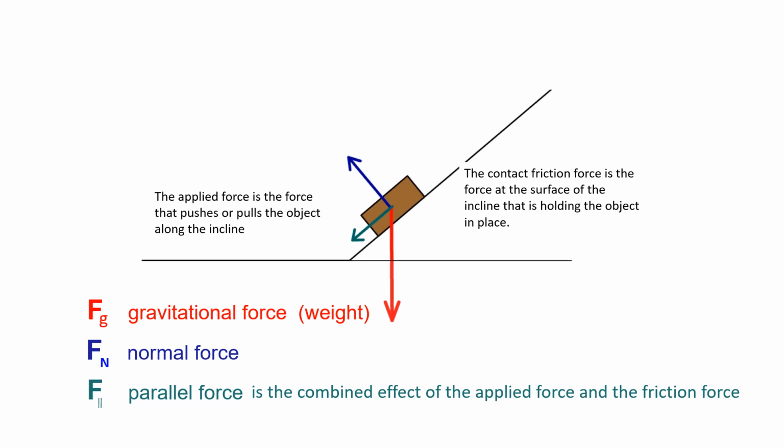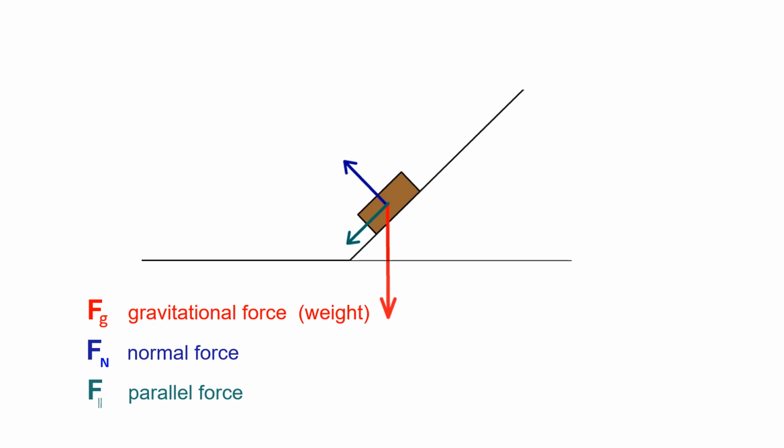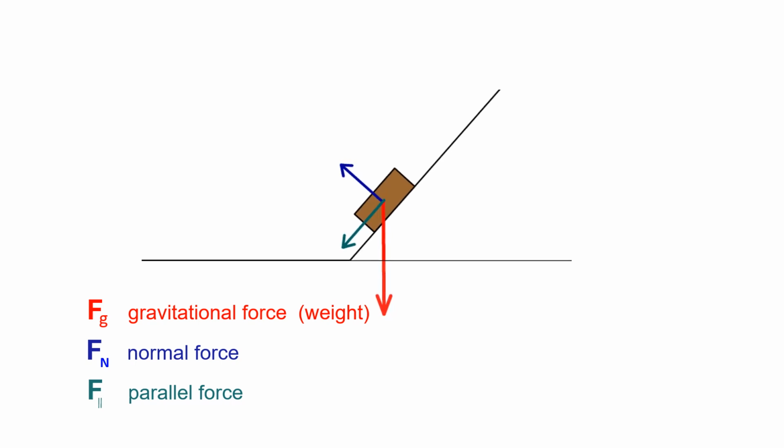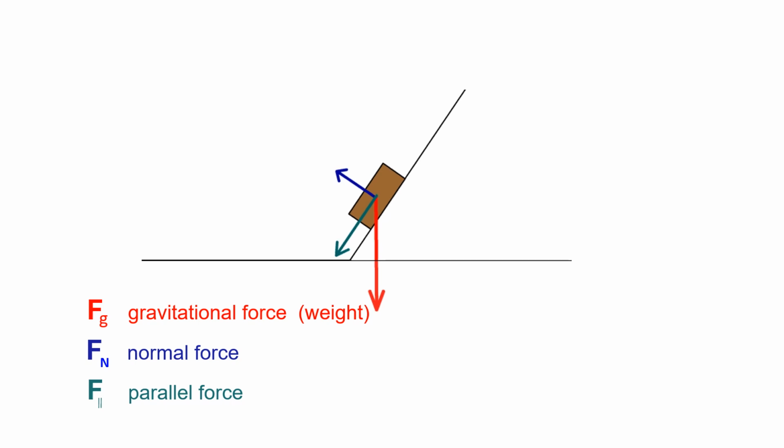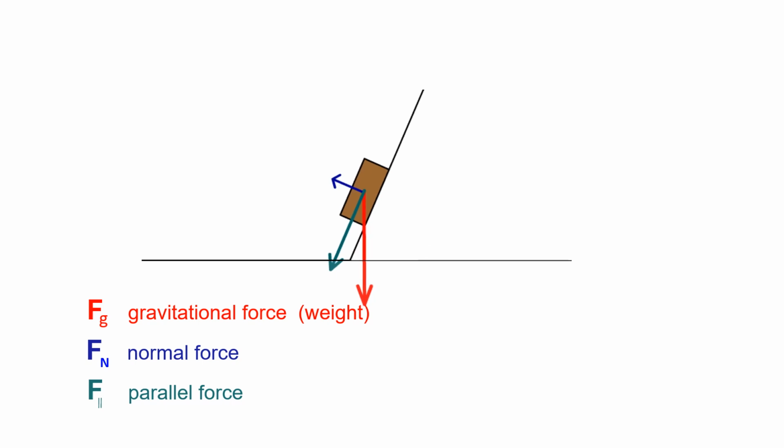Note that as the incline becomes steeper, the effect of the normal force, represented by the blue vector, is diminishing, and the effect of the force parallel to the incline, represented by the green vector, is increasing. It is important to keep in mind that all this while the gravitational force, represented by the red vector, remains constant, as neither the mass of the object nor the intensity of the gravitational field is changing.